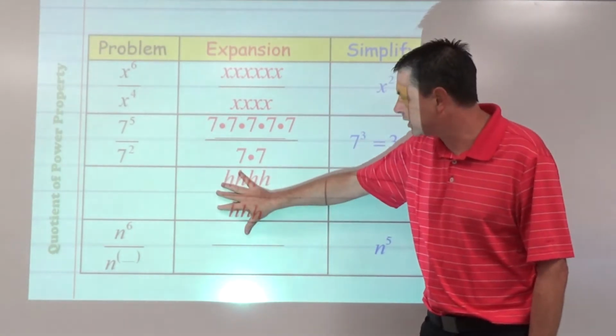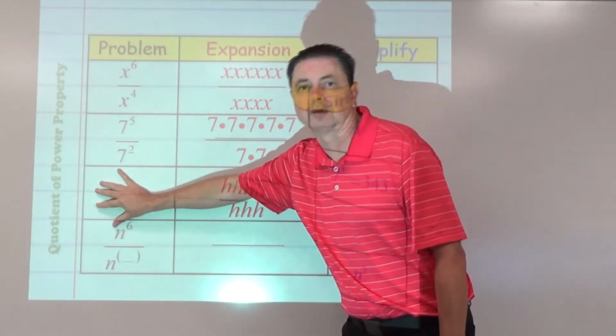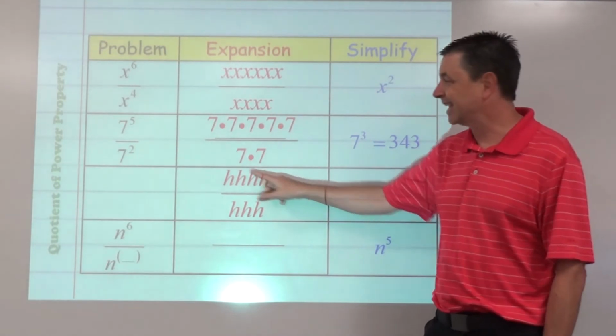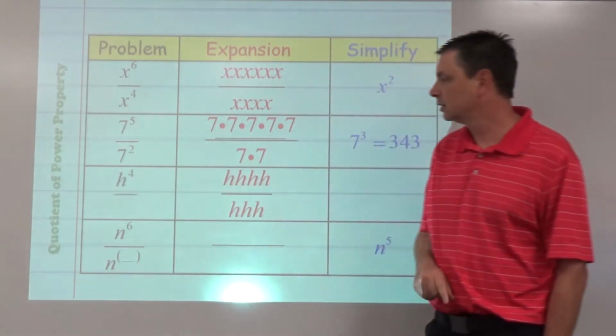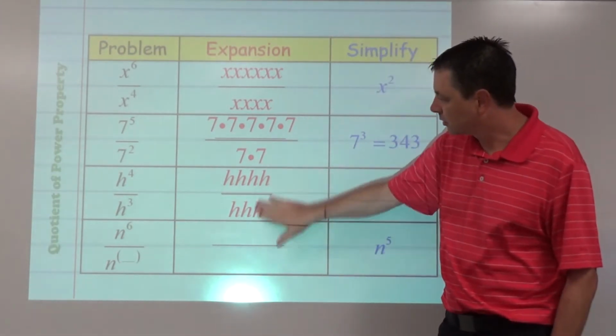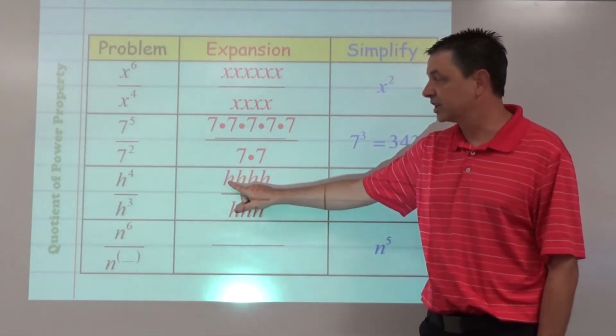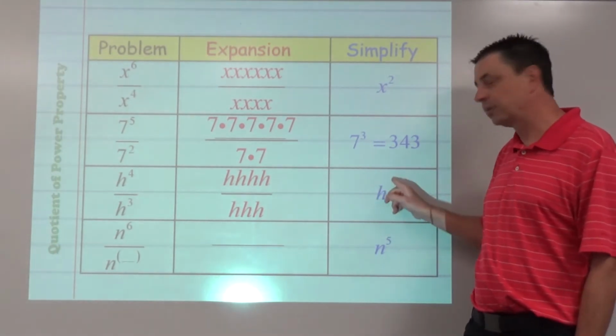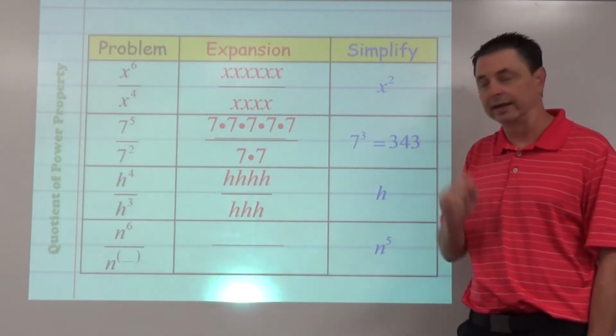Here's our expansion, what was the problem? H times h times h times h, h to the fourth power divided by h to the third power. Think about the canceling. We're just going to get a single h to the first power, but we would not need to write that 1 as an exponent.